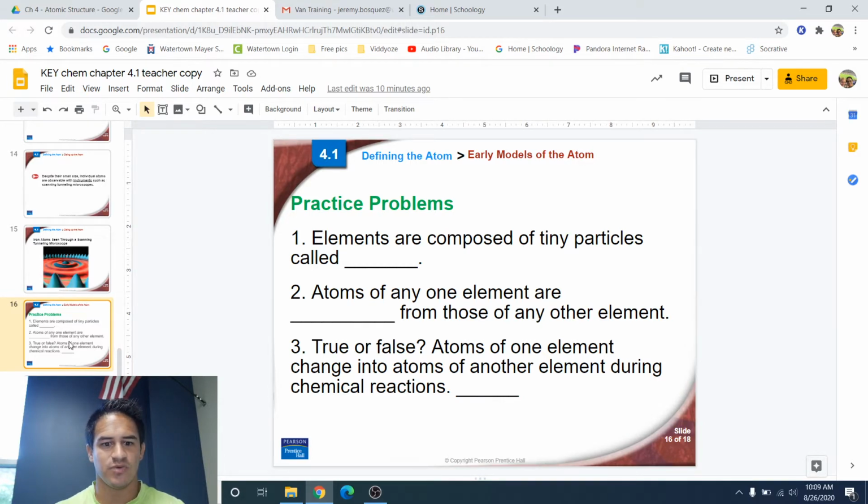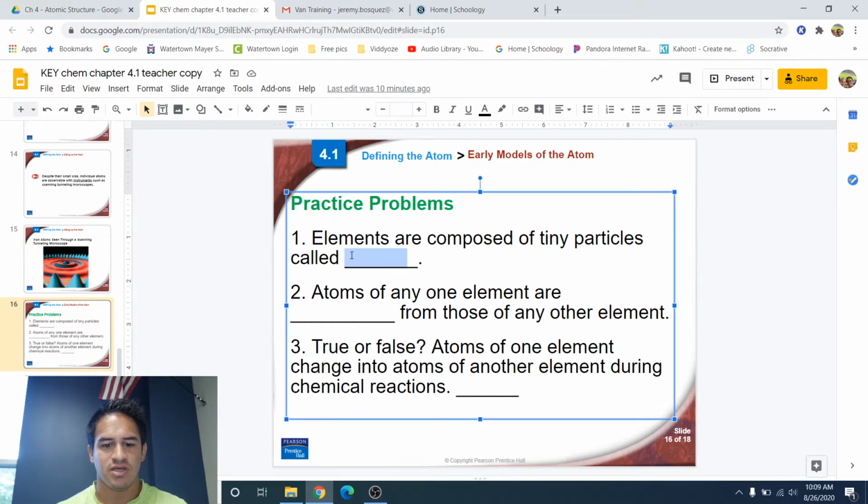So let's get started. Question number 1, it says elements are composed of tiny particles called blank. Well, the majority of this chapter was about these tiny particles, and they are called atoms. So elements are composed of tiny particles called atoms.